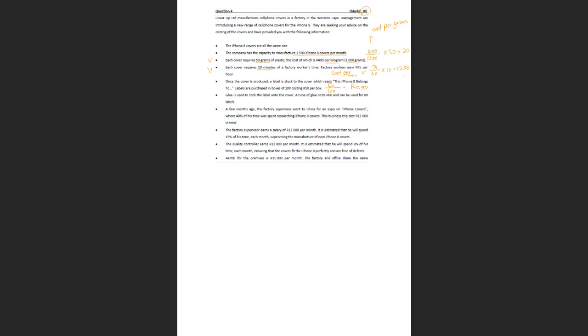Okay, then this is also variable in nature because it depends on how many iPhone covers are being produced. The more we produce, the more labels we will need, and the less we produce, the less we will need. So this is going to be a variable cost. Then you have glue that is used to stick the labels onto the cover. This is also variable because the more we produce, the more glue we will need. So that will be variable as well.